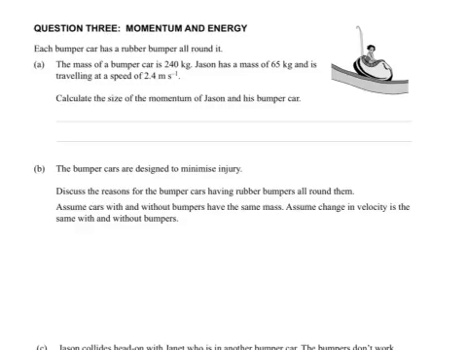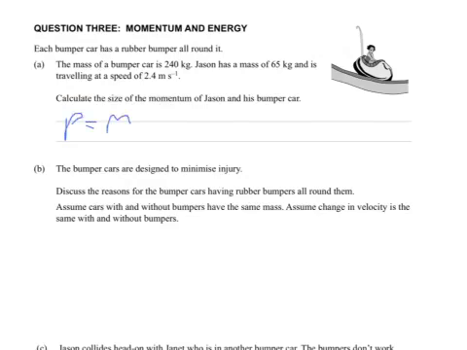Question 3 from the 2013 Level 2 mechanics paper. Each bumper car has a rubber bumper all around it. This is momentum and energy. The mass of a bumper car is 240 kilograms, 2 SF by the look of it. Jason has a mass of 65 kilograms, which means 305 kilograms for this, and is travelling at a speed of 2.4 metres per second. Calculate the size of the momentum of Jason in his bumper car.